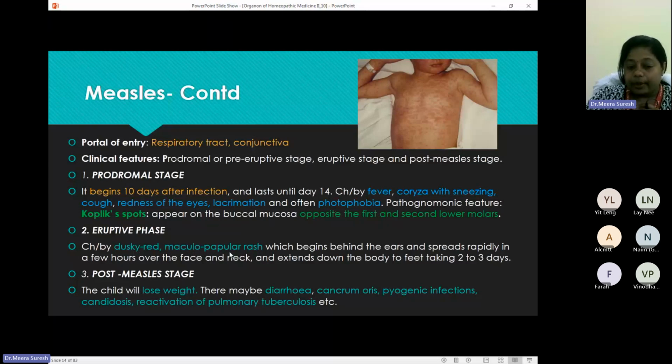In the eruptive stage, that is on the 14th day when the eruption starts appearing, it will be a dusky red maculopapular rash. It is never going to go into a vesicular or pustular stage like chickenpox. It will be just maculopapular rashes. It usually begins behind the ear and spreads rapidly in a few hours over the face and neck, and extends down the body to the feet, taking 2 to 3 days.